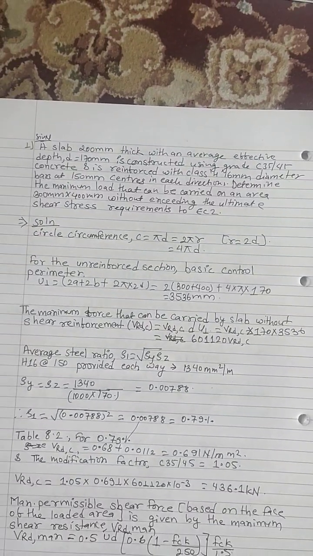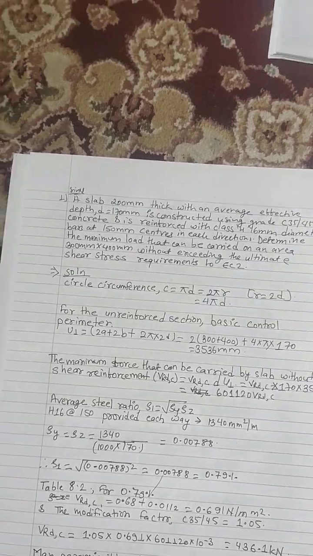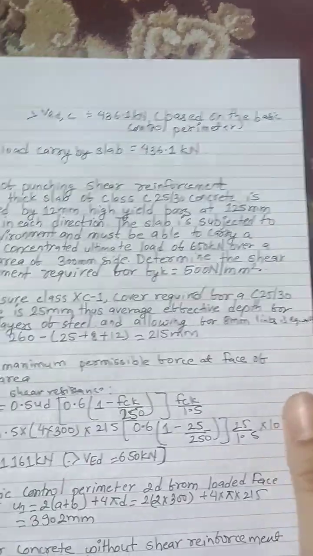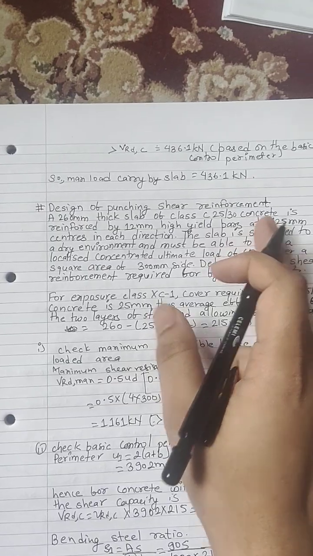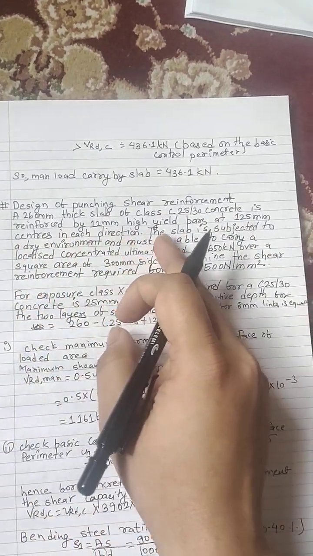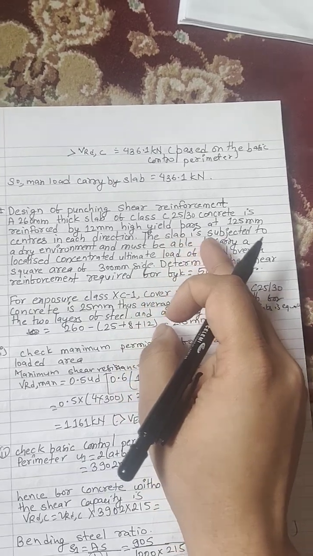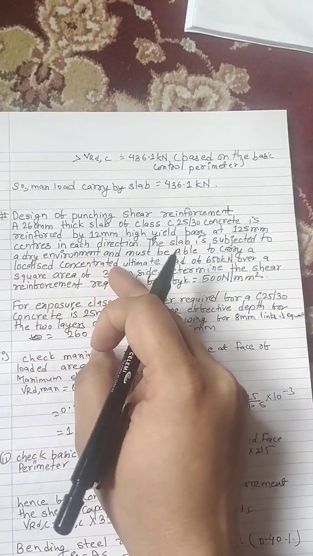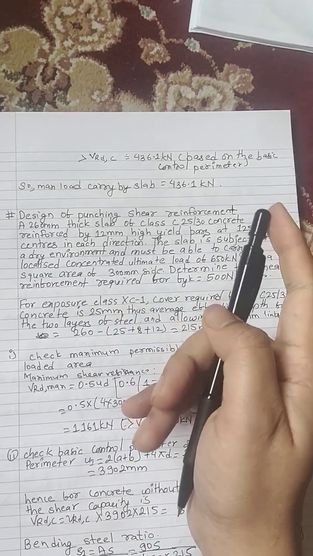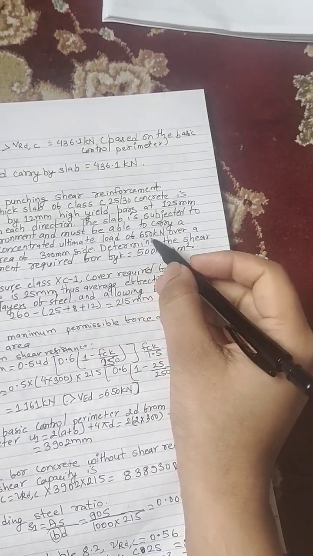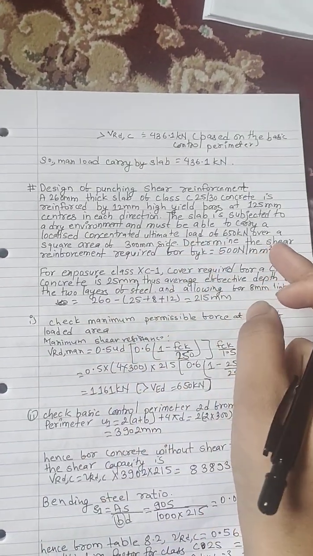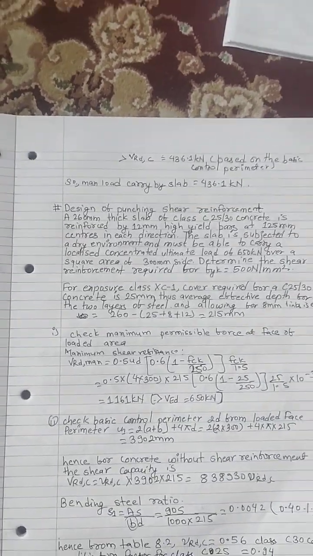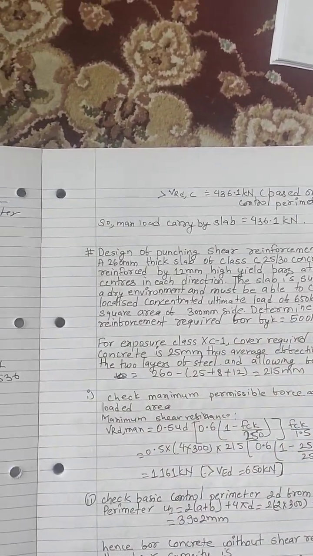A 250 mm thick slab of class C25/30 concrete is reinforced by 12 mm high yield bars at 125 mm centers in each direction. The slab is subjected to a dry environment and must carry the ultimate load of 650 kN, and the area of the column is given as 300 mm on both sides. Determine the shear reinforcement required, given fyk 500 N/mm². So we need to design the slab to carry the load of 650 kN.